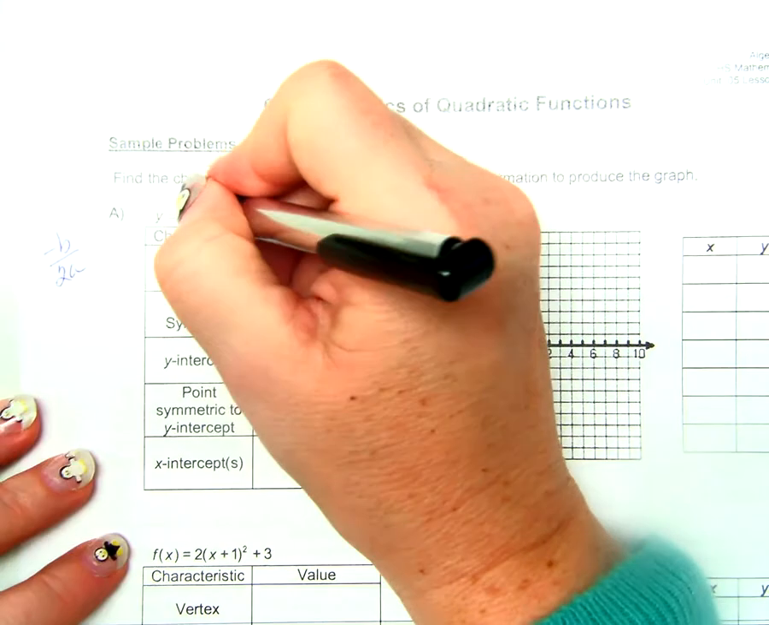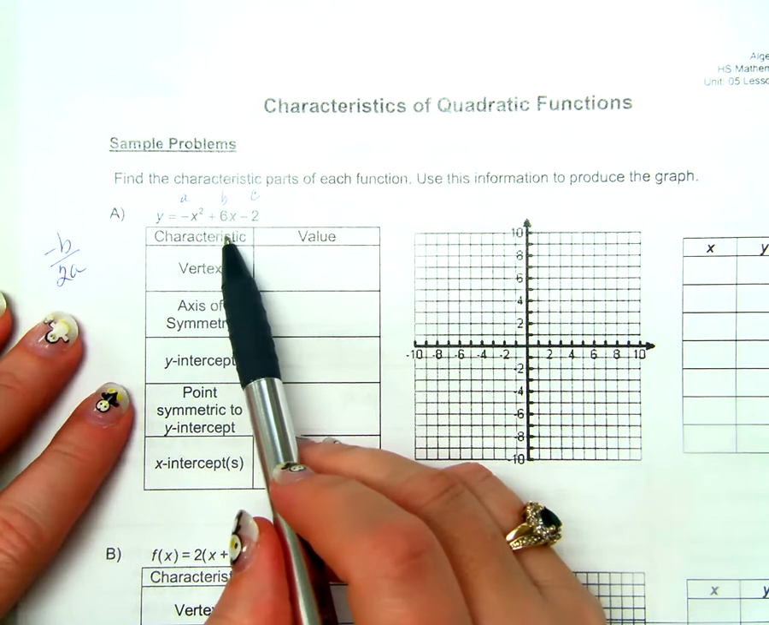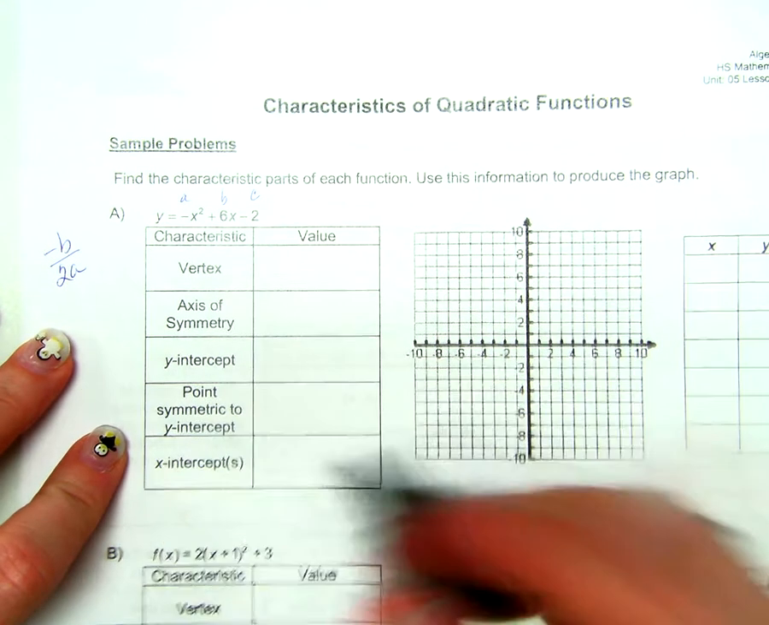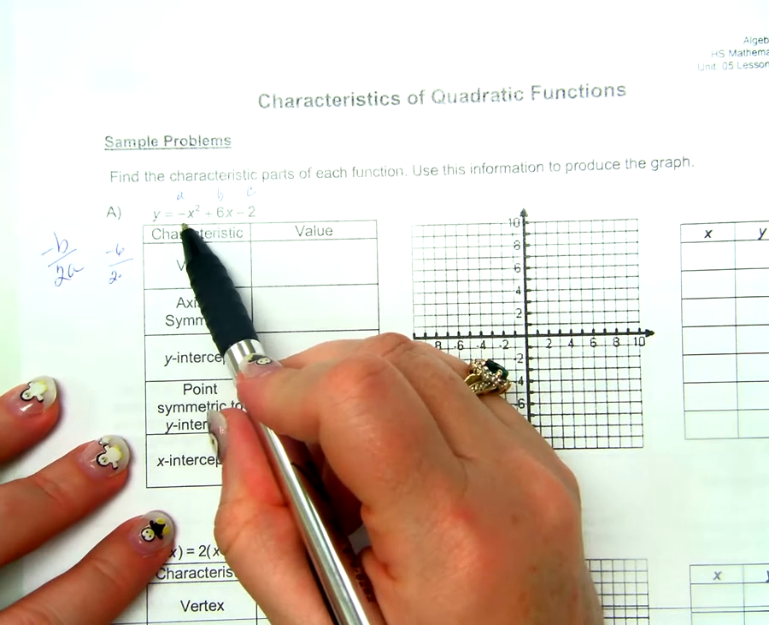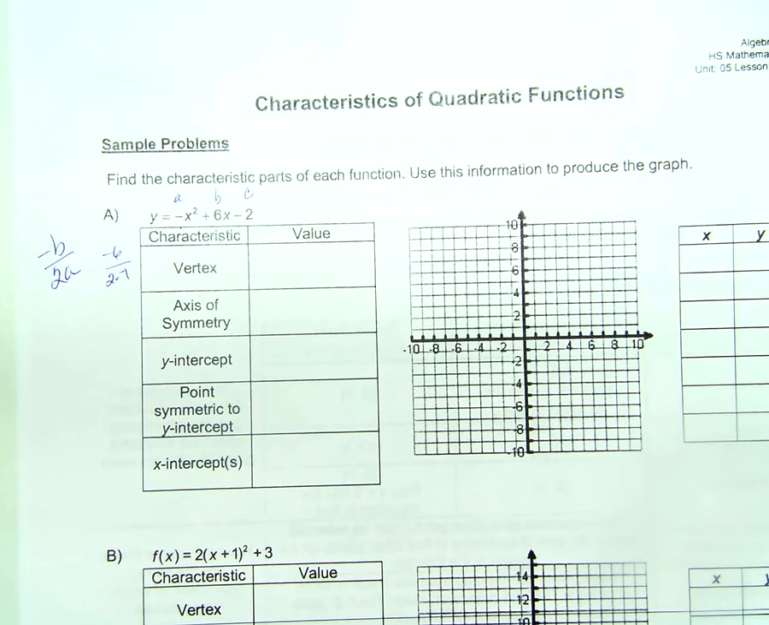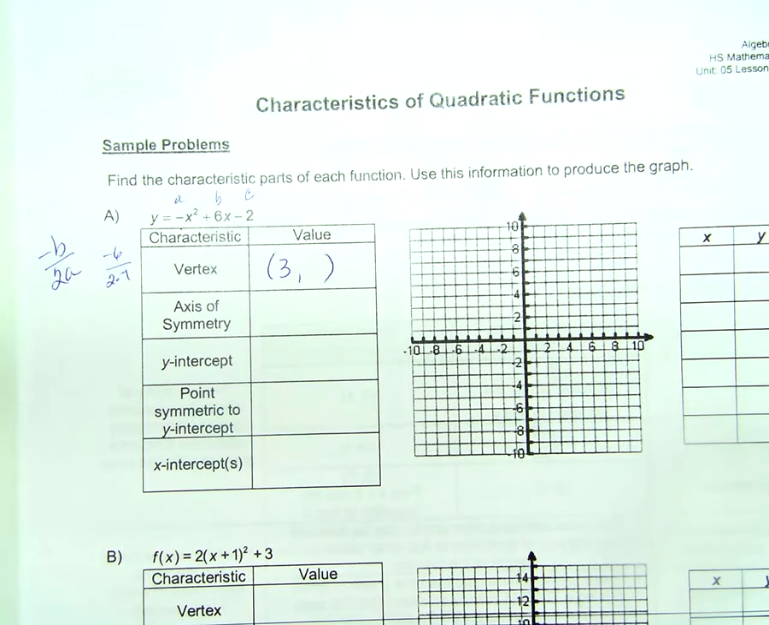Okay? Well, if I know this goes A, B, C, what is B? B is 6, so negative B? Negative 6 divided by 2 times A, which is negative 1. Does anyone know what 2 times negative 1 is? Excellent. What is negative 6 divided by negative 2? 3. So the vertex looks like 3 something. So if you know what x is, how could you find y?